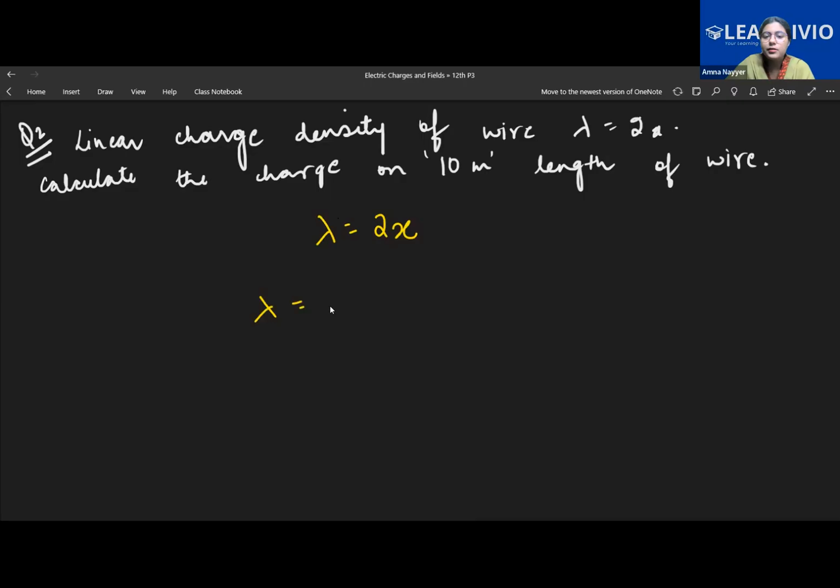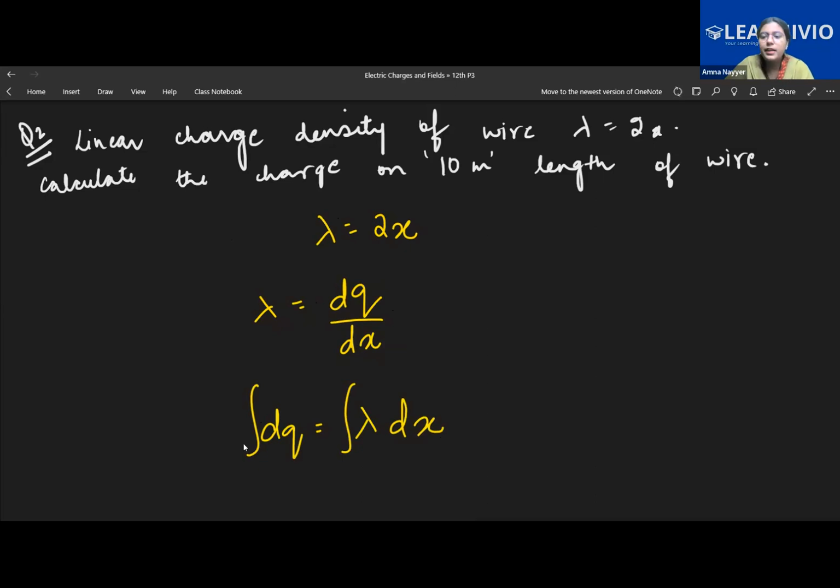So lambda is equal to dq over dx, right? Charge per unit length. Now on which length? On 10-meter length. We have to find the charge. So from this equation, if I want to get the charge, I need to multiply lambda with dx. So see, dq is equal to lambda into dx, integral.